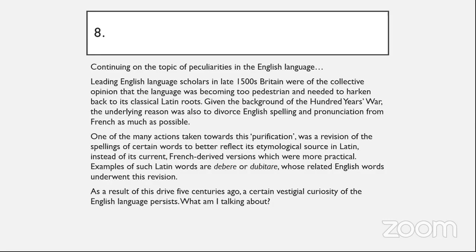So as a result of this drive 5 centuries ago, a certain vestigial curiosity of the English language persists. What am I talking about? So I've given examples of the Latin words whose related English words underwent this revision from their French-derived versions of the spelling to their Latin etymological roots. So as a result of this drive roughly 5 centuries ago, a certain vestigial curiosity of the English language persists. So what am I talking about?